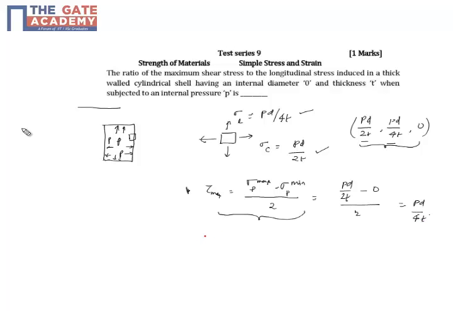Now the ratio of this max shear stress to the longitudinal stress: PD by 4T and PD by 4T, they are the same, and therefore the ratio is 1. So the answer is 1, and most of you may end up getting 0.5 because you will consider the longitudinal stress as the min. But when you apply this formula, you have to consider all three and arrange them in ascending order. This is the max principal stress, this is the mid principal stress, and this is the min principal stress. So that's the idea. The answer is 1.